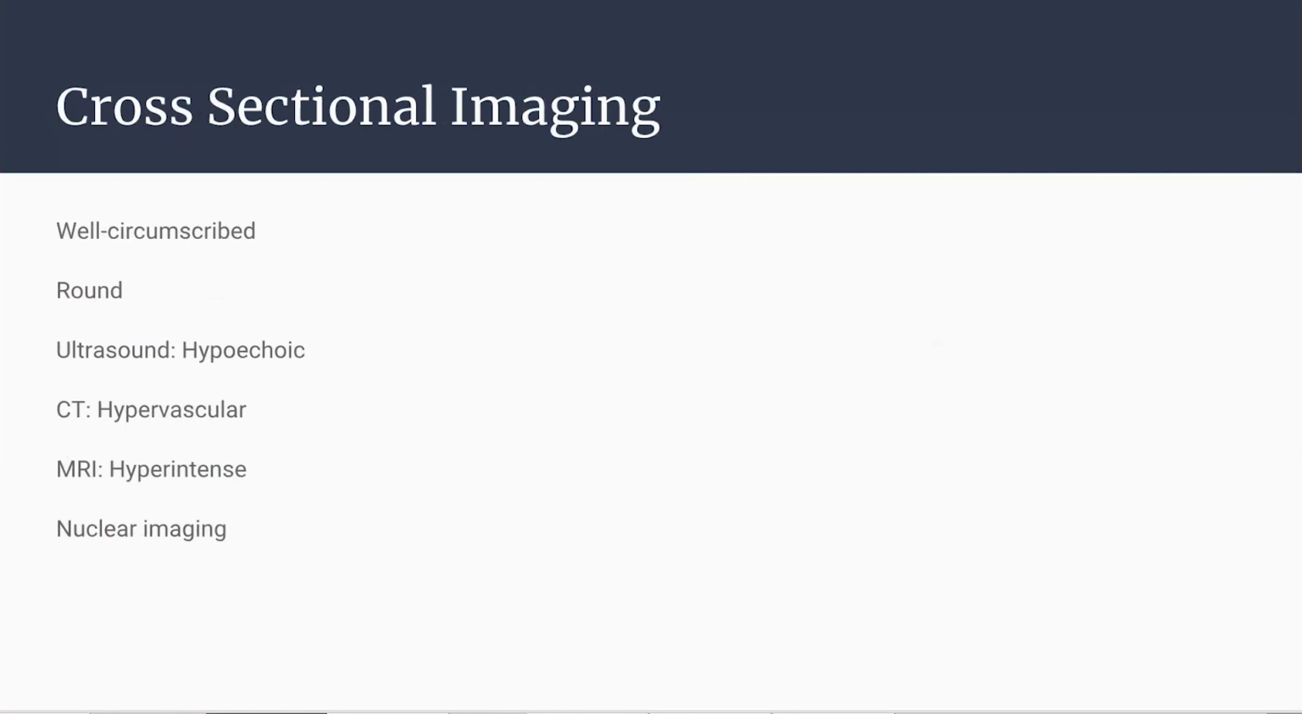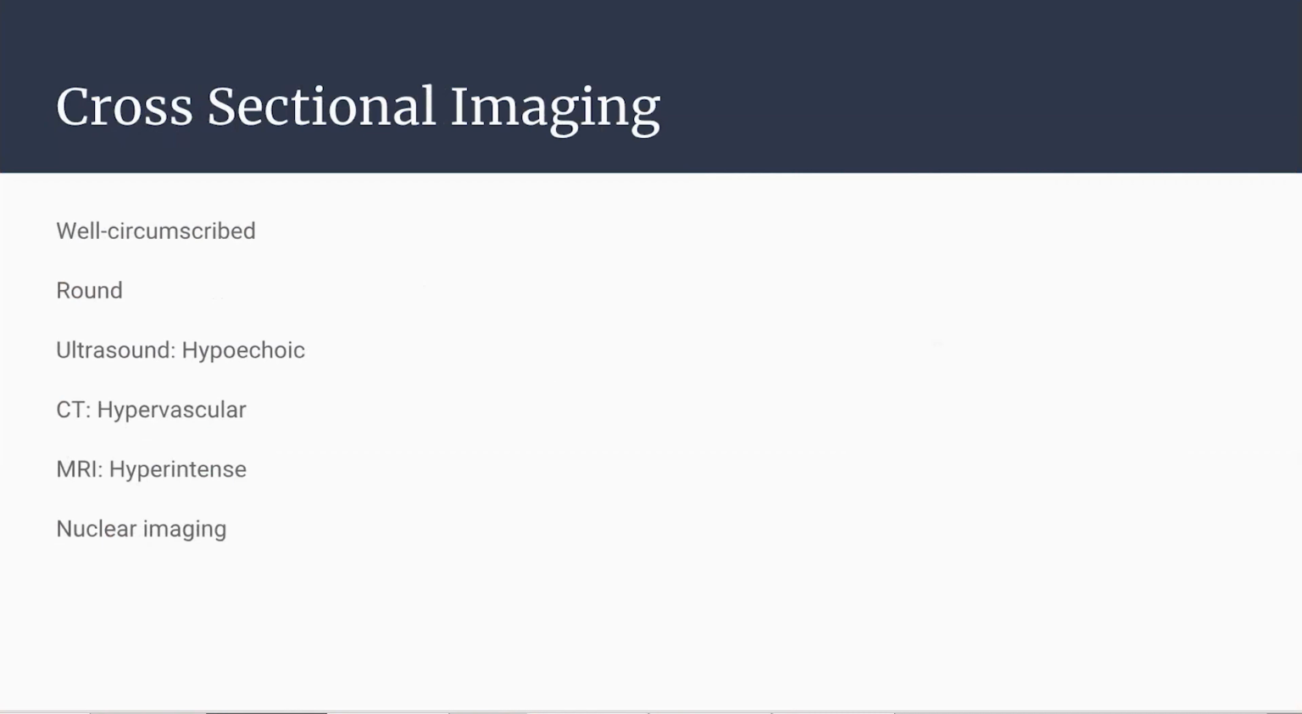On MRI, T1 phase, these are hypointense. On T2 phase, these are hyperintense. And on T1 phase with contrast, these appear hyperintense. Octreotide scans depend on the somatostatin receptor characteristics of the tumor. For example, gastrinomas are more sensitive than insulinomas.